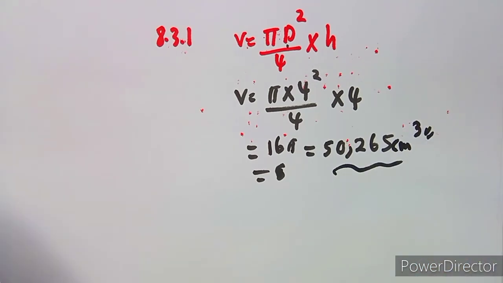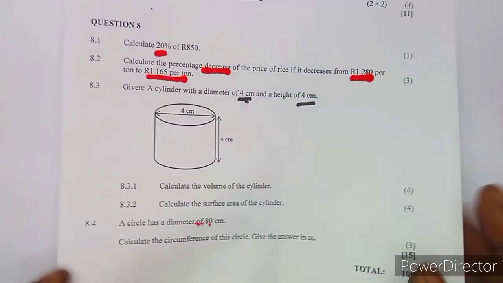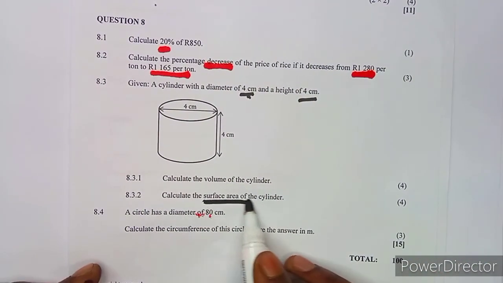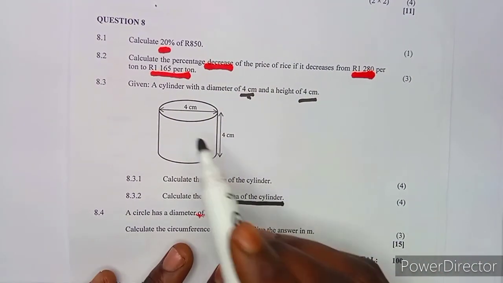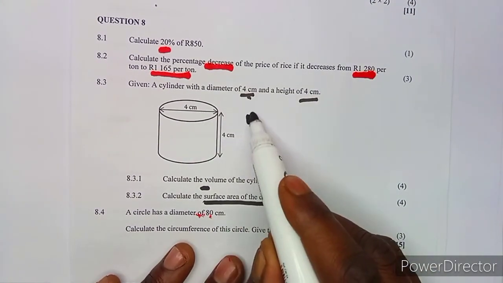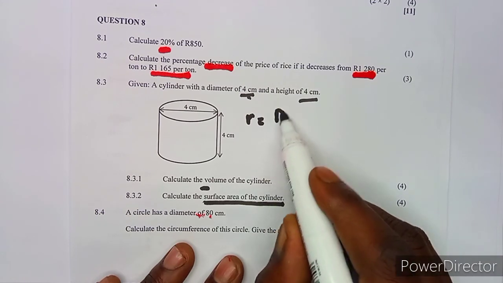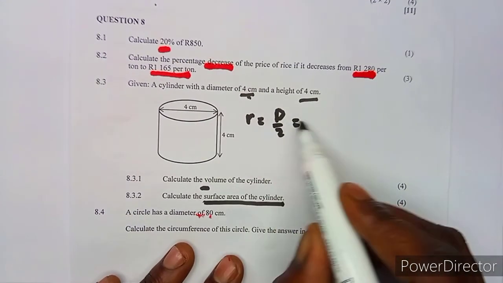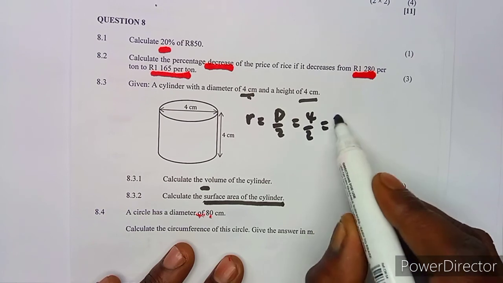All right, then the other part now is to calculate the surface area of the cylinder. So take note, guys, like I said, here you could have changed this diameter, because you know that radius is diameter over 2. So the diameter is 4 over 2, which is 2 centimeters.